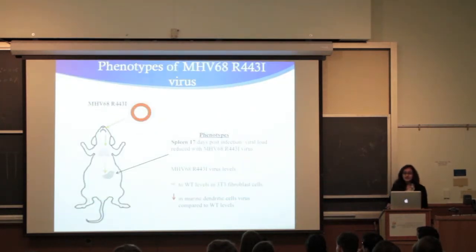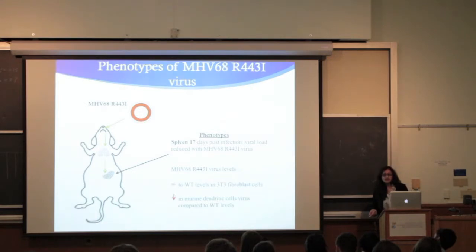And so after making the defective MH368 virus, the next step is to infect mice and see how it behaves inside the mouse, or in vivo. Usually you infect the mouse through the intranasal route, and then the virus makes its way down to the lungs, replicates in the lungs, and then makes its way down to the spleen and establishes latency in the spleen. What we found was that 17 days post-infection, the amount of virus is reduced in the spleen compared to the wild-type virus.